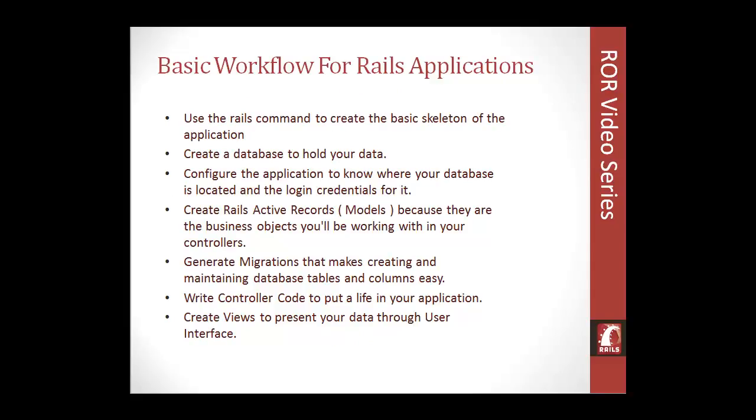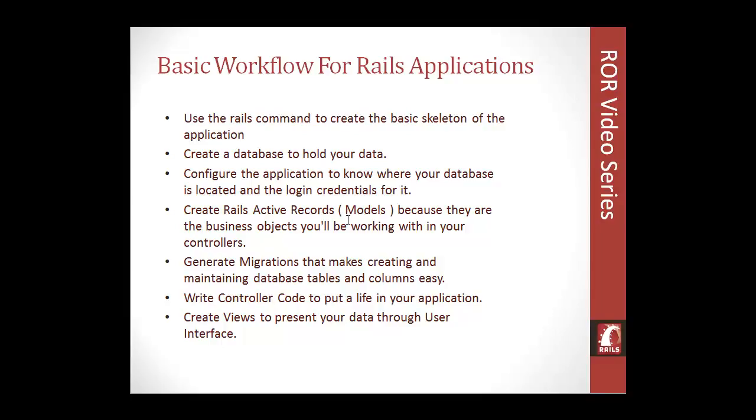There are a lot of different workflows you can use for Rails. This one varies from what we've been doing, but I'll go through this workflow. This is very common. Use the Rails command to create the basic skeleton. That's just the rails new application like we did in Chapter 1. Actually, this isn't much different than what we did. Then we created a database. We did that in Chapter 1. We created the Postgres database, and we configured the database config file. Configure the application to know where your database is located, and the login credentials. That would be the database.yml configuration file.